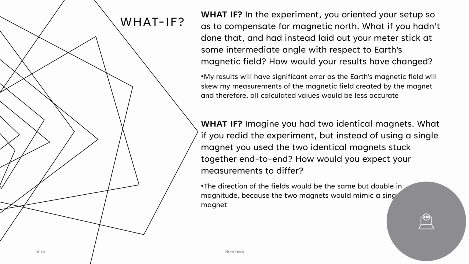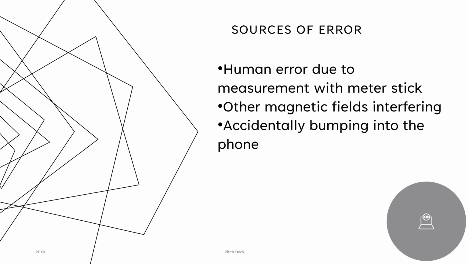And imagine you had 2 identical magnets. What if you redid the experiment, but instead of using a single magnet, you used the two identical magnets stuck together end to end? How would you expect your measurements to differ? The direction of the magnetic fields would be the same, but double in magnitude because the two magnets would mimic a single larger magnet. And a few sources of error that can be deduced are human error due to measurement with a meter stick, other magnetic fields interfering, and accidentally bumping into the phone.